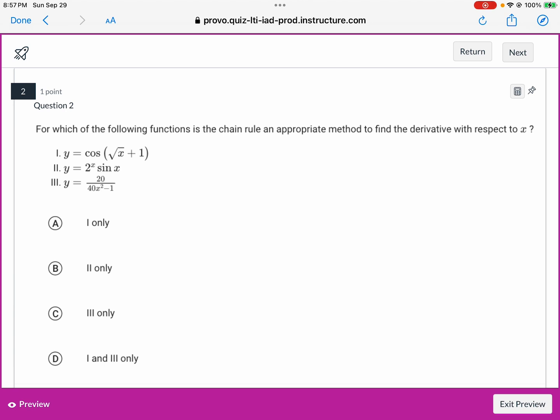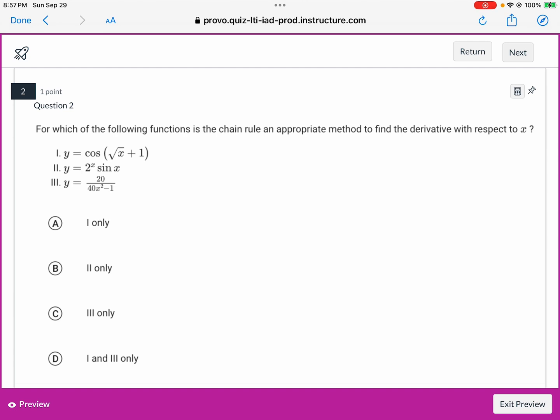For question 2, which of the following functions is the chain rule an appropriate method to find the derivative with respect to x? So if we look at 1, we can see that that is a composition. We have the square root of x plus 1 being put into cosine, and that's the whole thing about the chain rule, that it's used for compositions. Now 2 is a product, not a composition. So I don't see a reason why we'd use the chain rule there.